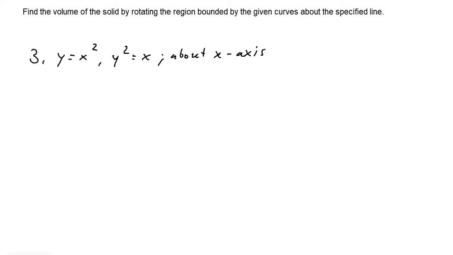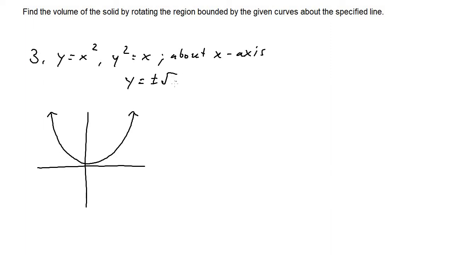So now for number 3, we have y equals x squared and y squared equals x, and we're going to rotate the region about the x-axis. So if I were to go ahead and graph this, we have y equals x squared, we have y squared equals x. The first thing I'm going to do is isolate y so that I can actually graph it. So if y squared equals x, y is going to equal plus or minus the square root of x. We already know what positive square root of x looks like. And negative square root of x is just the reflection across the x-axis. So the region being bounded by those two curves is right over here. And we're going to rotate that region about the x-axis.